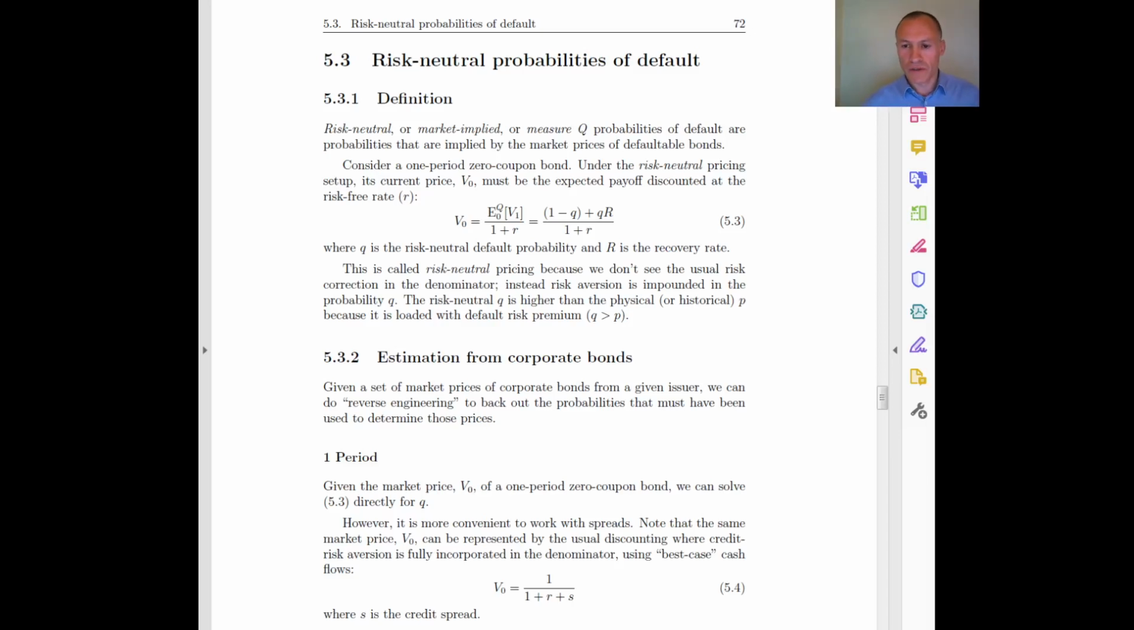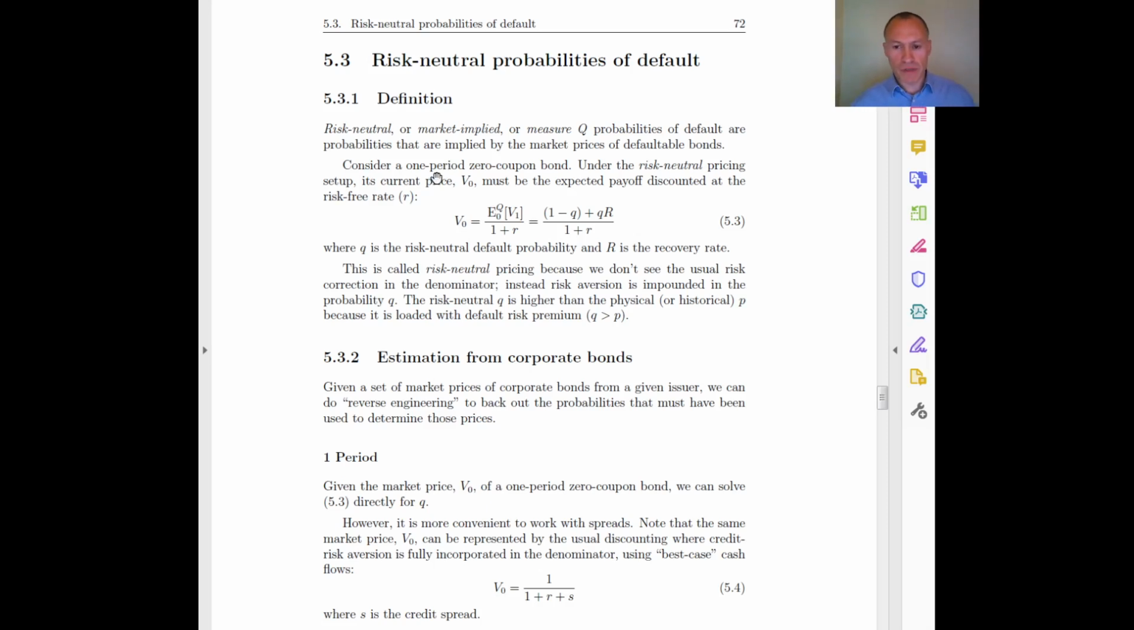So to price corporate bonds, what we really need to use are risk-neutral probabilities of default. So let's see how we compute these probabilities. These are called risk-neutral, or sometimes market-implied or measure Q probabilities of default, in the sense that these probabilities come from the market, from market prices. So let's see how we extract the probabilities from observed market prices.